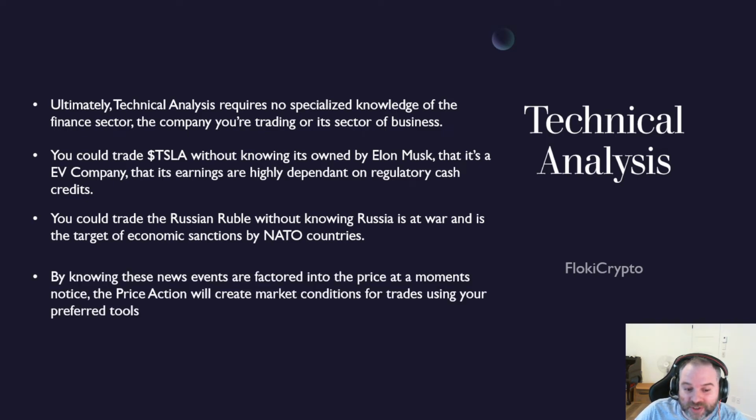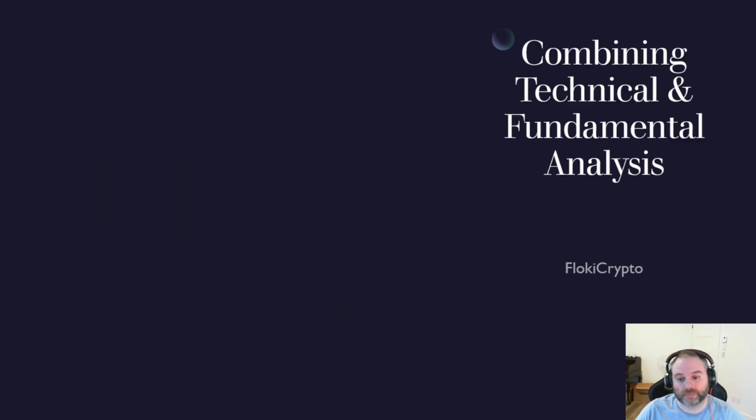By knowing these news events are factored into the price at a moment's notice, the price action will create a market condition for your trades using your preferred tools. So what this means basically is you'll be creating candle patterns, divergences, and Elliott waves that factor in these news. So if you go back and see the chart for when the war on Ukraine started, the price was adjusted very, very quickly in both crypto and traditional markets.